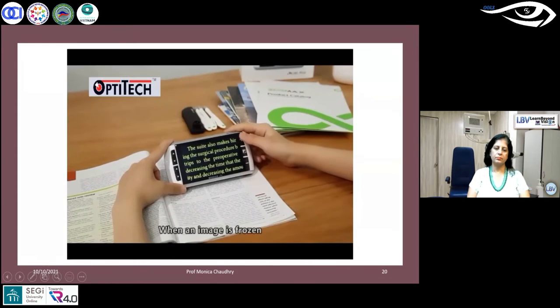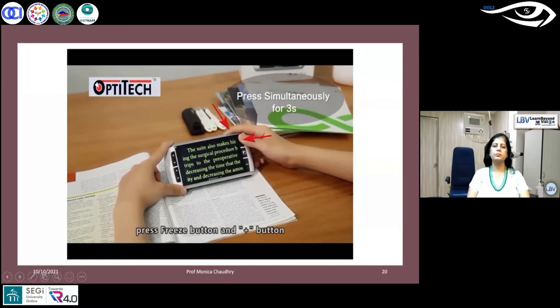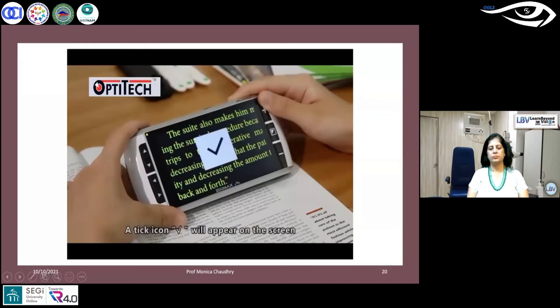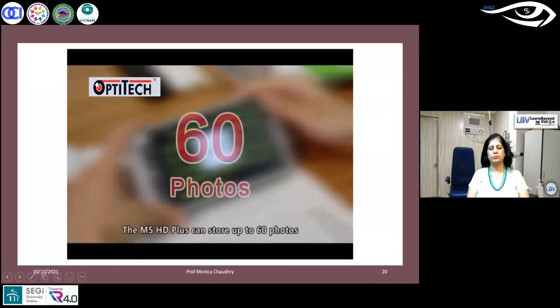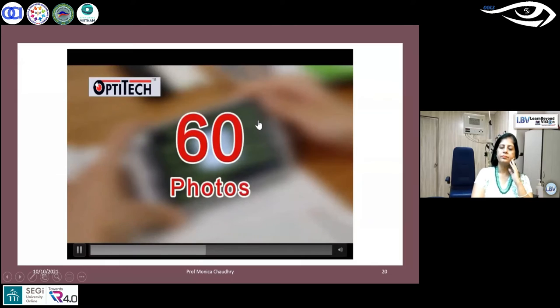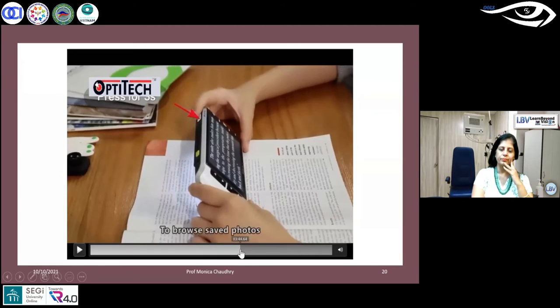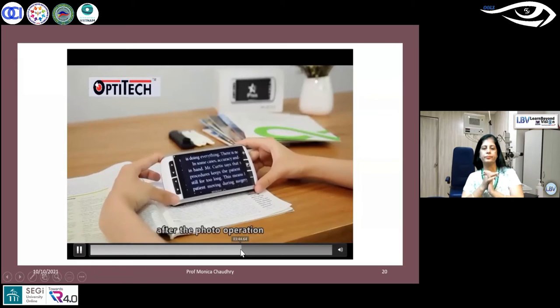When an image is frozen, press the freeze button and zoom in button simultaneously for 3 seconds to save the image. A tick icon will appear on the screen indicating the photo has been saved. The M5 HD Plus can store up to 60 photos. To prime viewing mode after the photo operation.